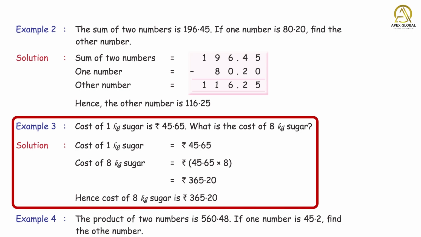Example 3. The cost of 1 kg sugar is 45.65. What is the cost of 8 kg sugar? Solution. Cost of 1 kg sugar equals rupees 45.65. Cost of 8 kg sugar equals rupees 45.65 times 8 equals rupees 365.20. Hence, cost of 8 kg sugar is rupees 365.20.